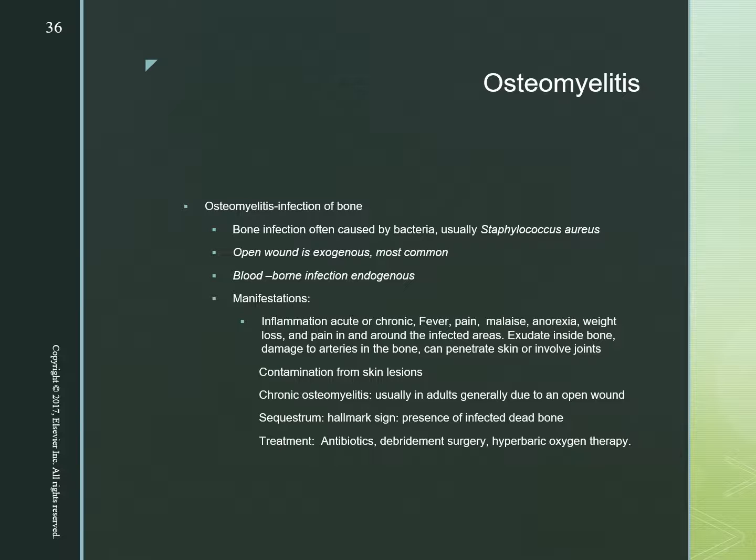Chronic osteomyelitis usually is in adults, generally due to an open wound. The sequestrum is a hallmark sign, which is presence of an infected dead bone. And when they open it up, they will actually see it's been pulled away from healthy bone. Treatment includes antibiotics, debridement surgery, hyperbaric oxygen therapy.